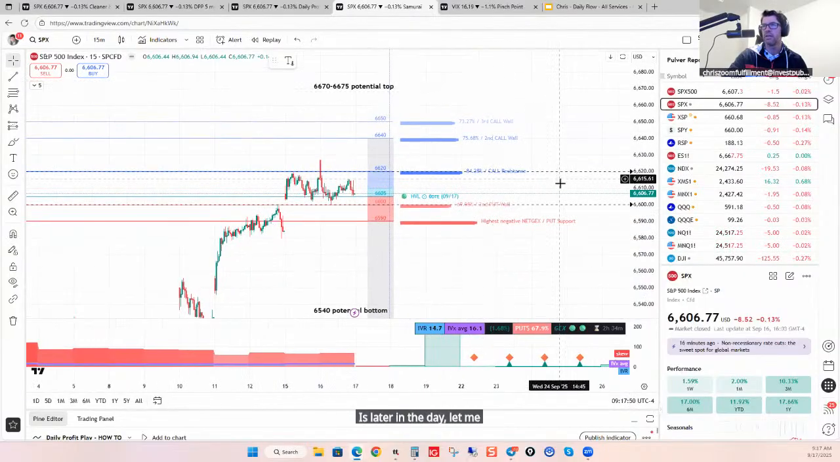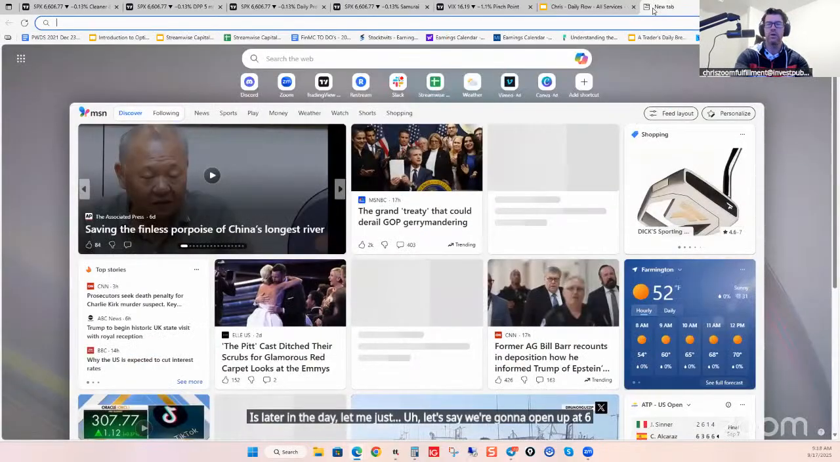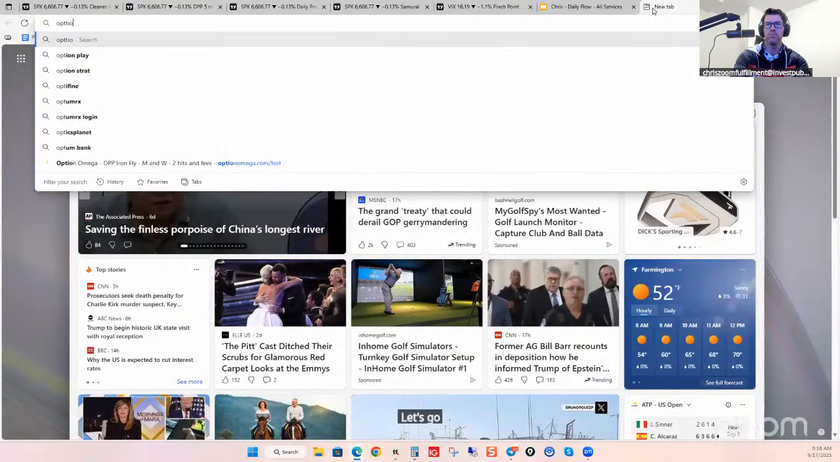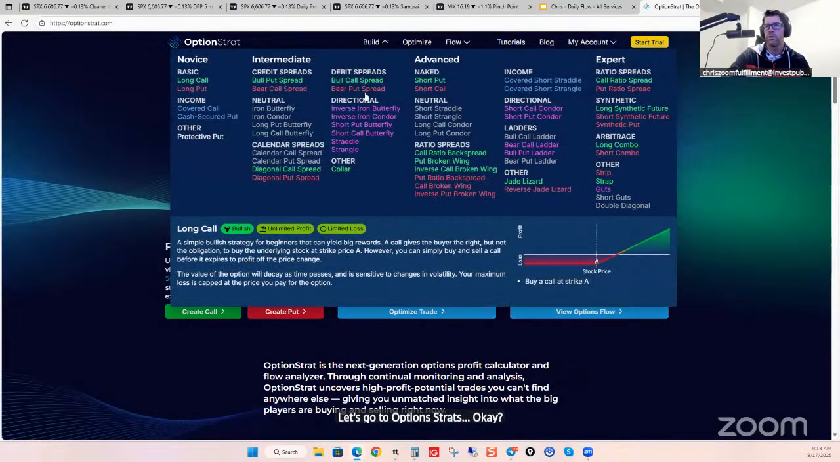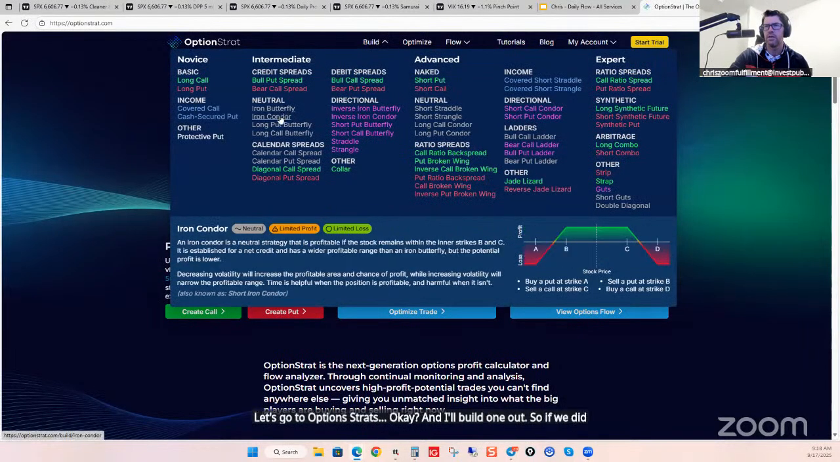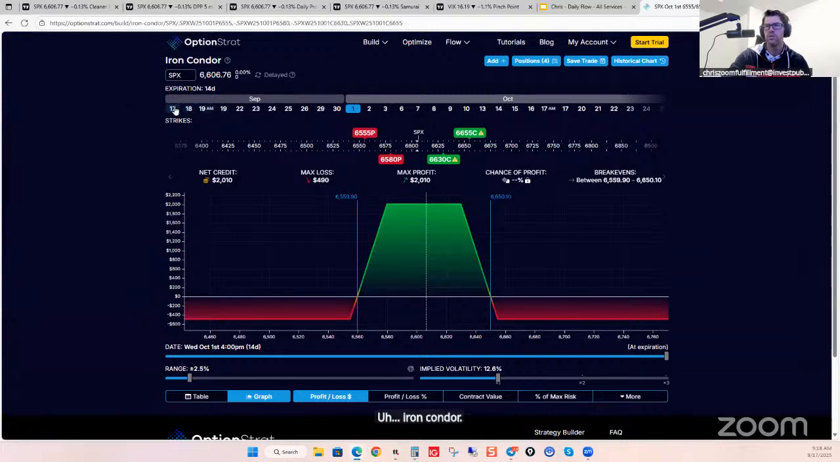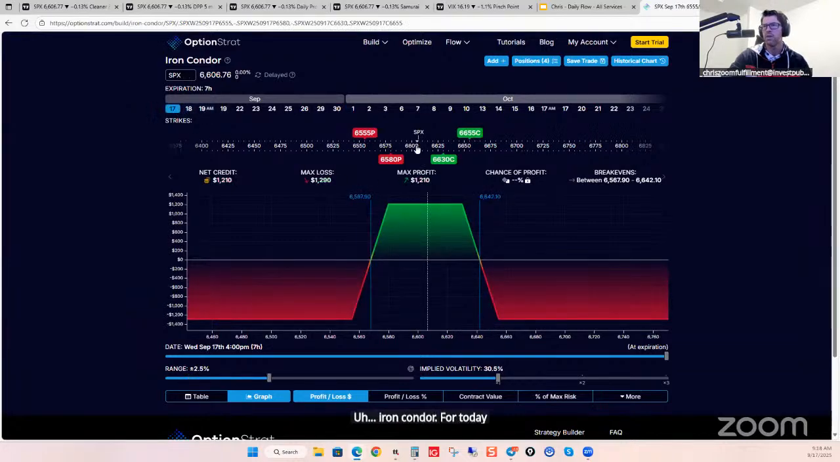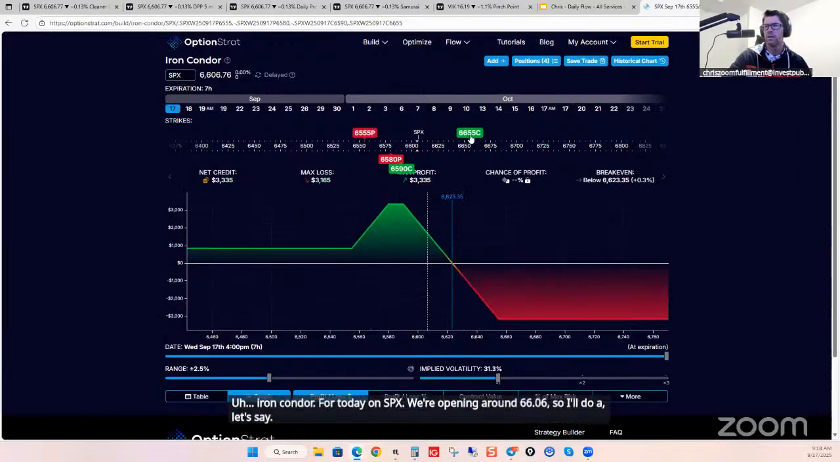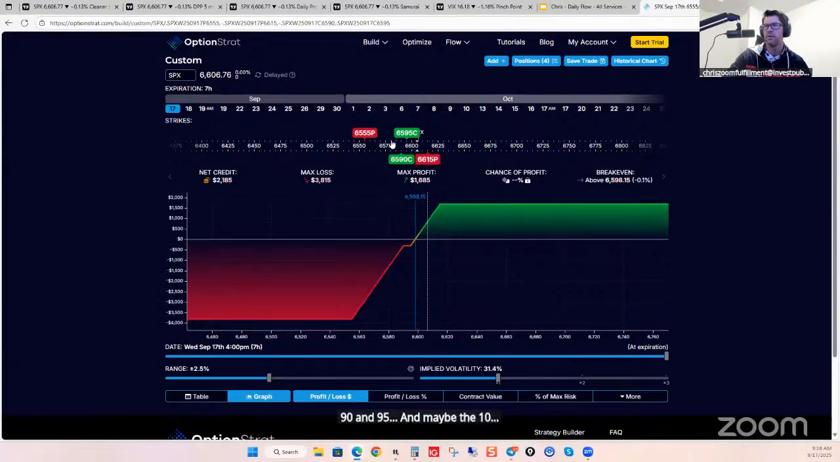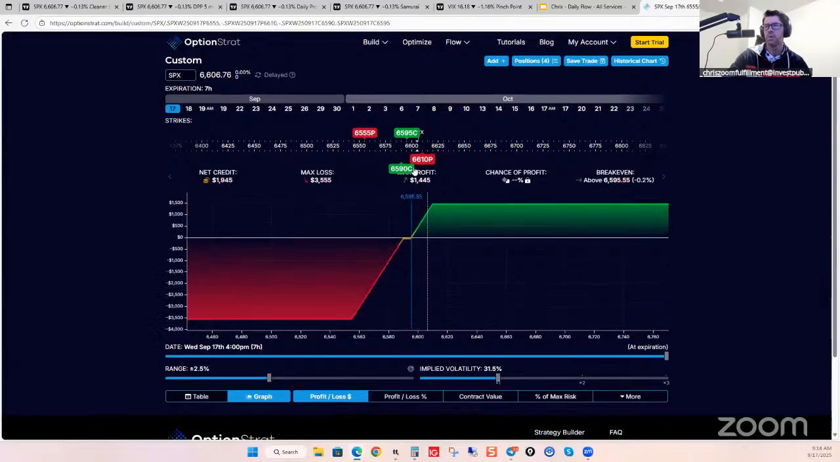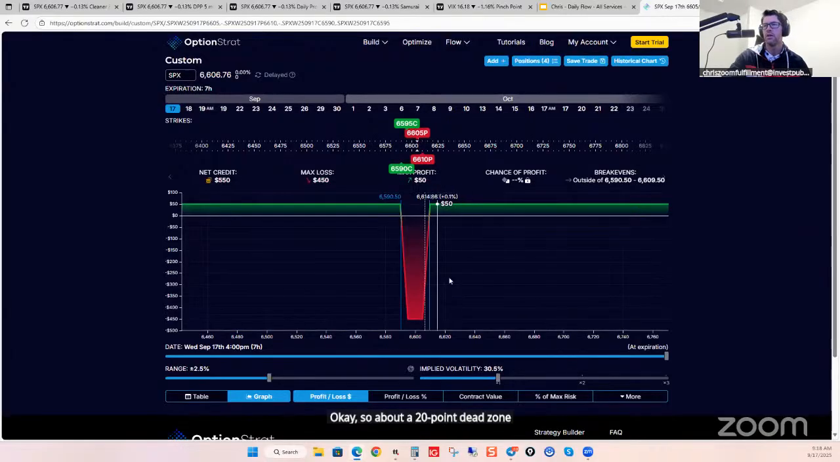Let's say we're gonna open up at 66.05. I'll build one out. Let's go to options strat. So if we did an Iron Condor for today on SPX, we're opening around 66.06. So I'll do, let's say, 90 and 95 and maybe the 10. Okay, so about a 20-point dead zone like this.